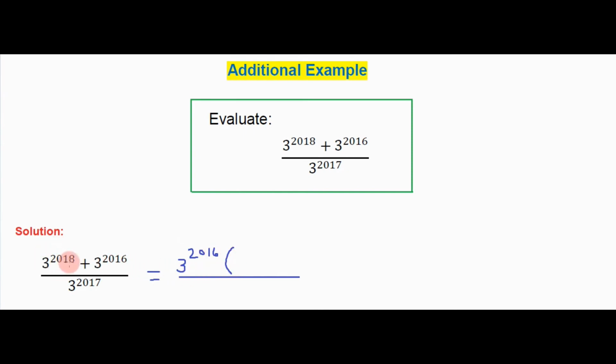Now, what is left of our first term? We basically use law 1, and we take 2018 minus 2016. So it's going to be 3 to the power of 2018 minus 2016, which is 3 squared, or 3 to the power 2. Note that when we multiply back in, we're going to add the powers, and we're going to get back to 2018. Then 3 to the power of 2016 into 3 to the power of 2016, of course, is 1. And in the denominator, we still have 3 to the power of 2017.